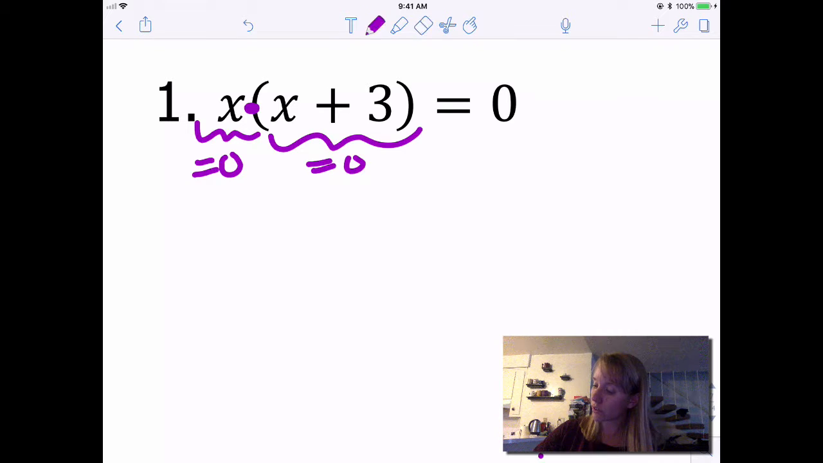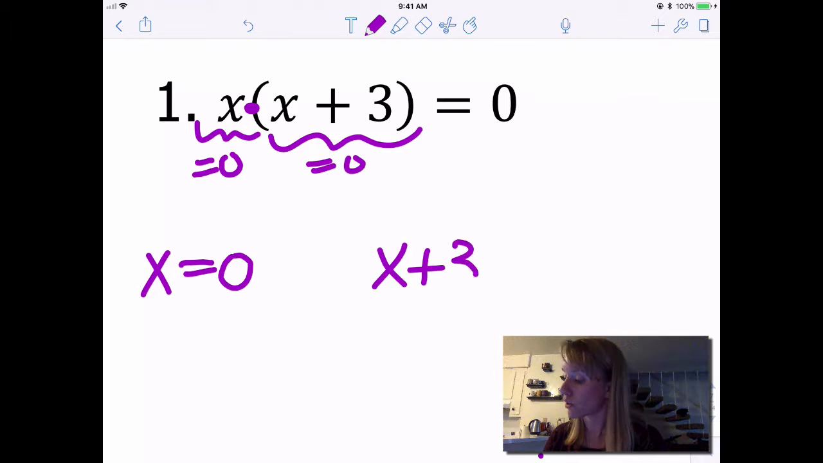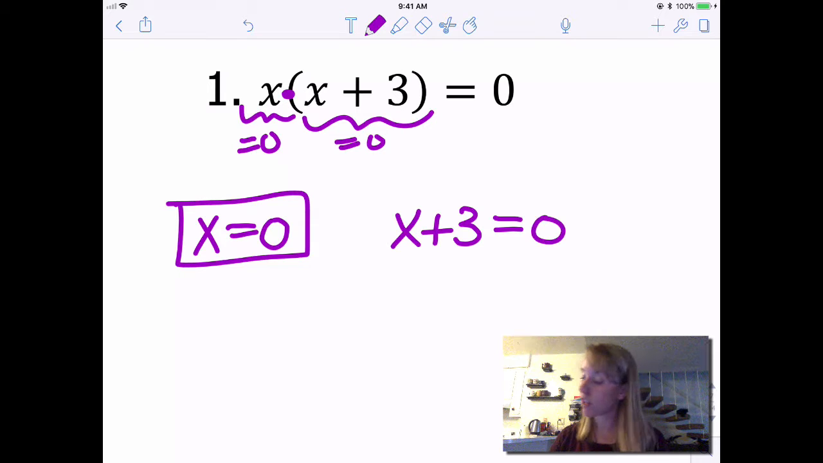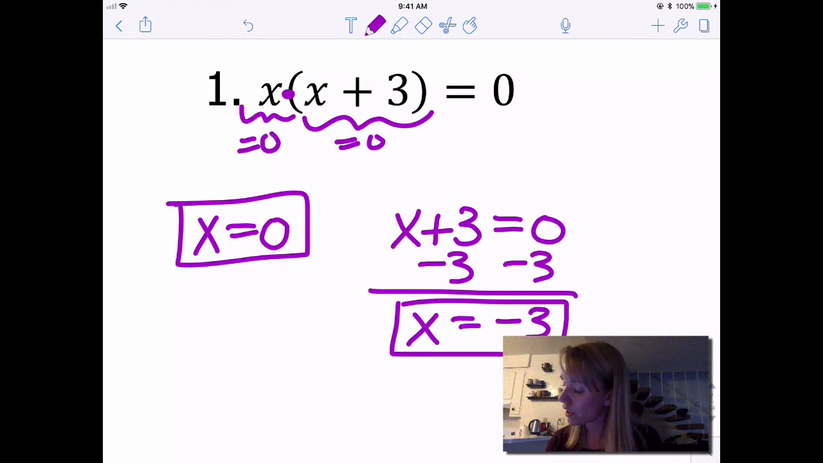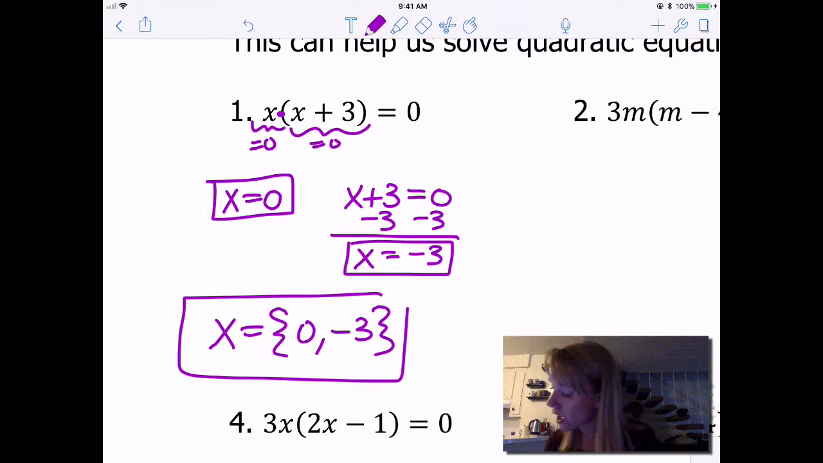So what I can actually do is create two equations. I can say either x is equal to 0, or x plus 3 equals 0, or both of those two equations equal 0. And I can solve those. X equals 0, I really don't have to do any other work. This is already solved for me. But on this one, this is just an easy equation. X equals negative 3. So my final answer is x has to either be 0 or negative 3. When I put those curly brackets, that just means that it could be either one of those or maybe even both.